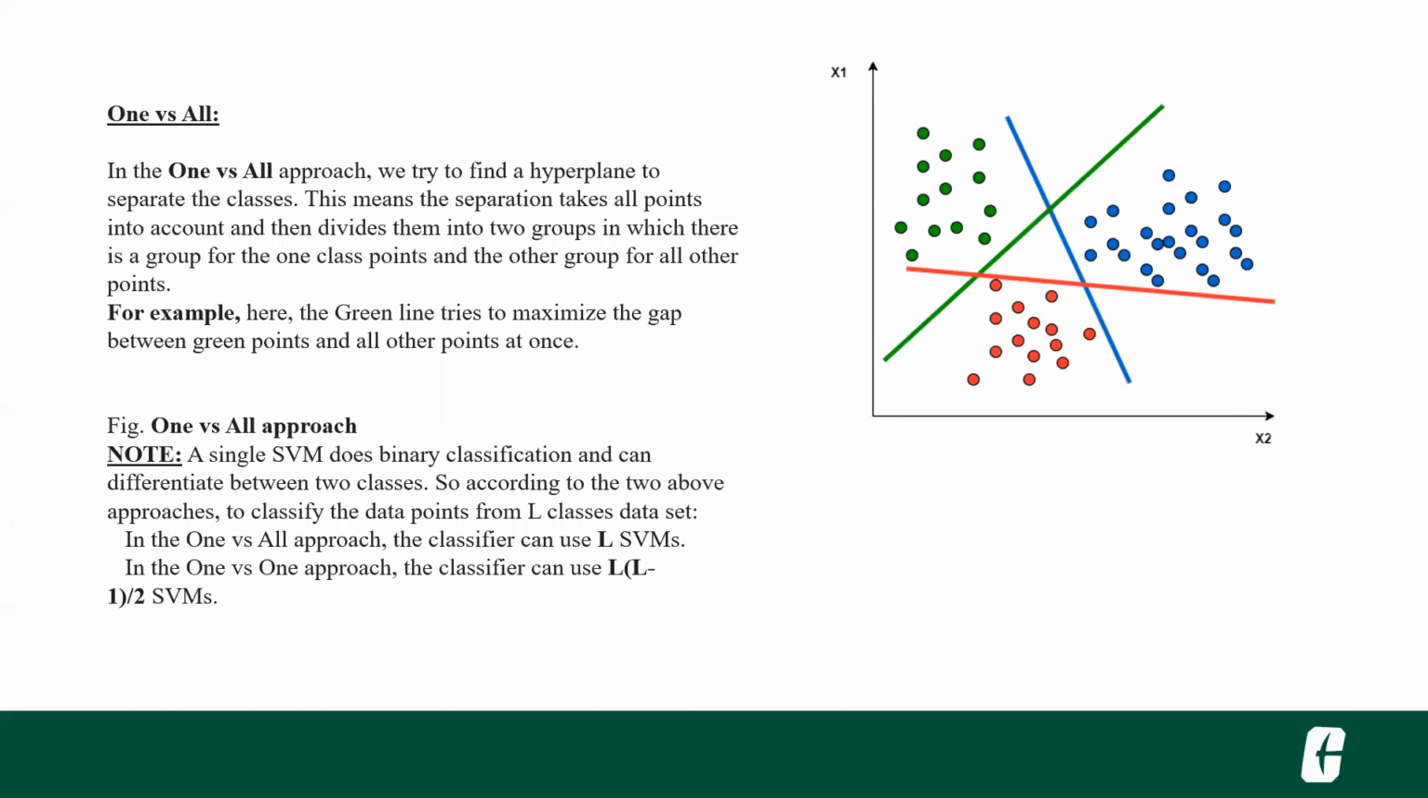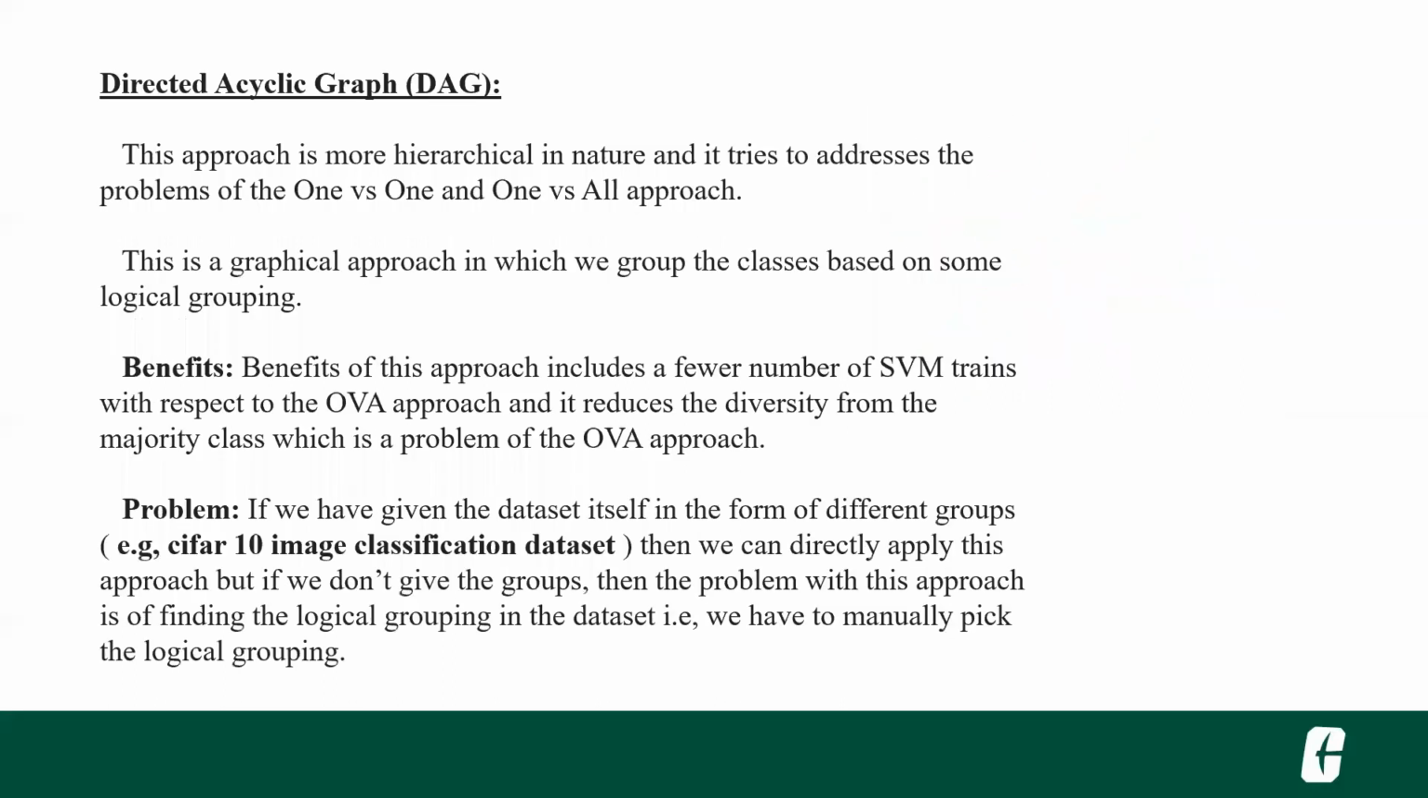If we move on to the one versus all approach, we try to find a hyperplane to separate the classes. This means the separation takes all points into consideration and divides them into two groups: a group for one class's points and the other group for all other points. For example, as you can see, the green line tries to maximize the gap between the green points and all others. The same goes for blue and for red. That is the one versus all approach.